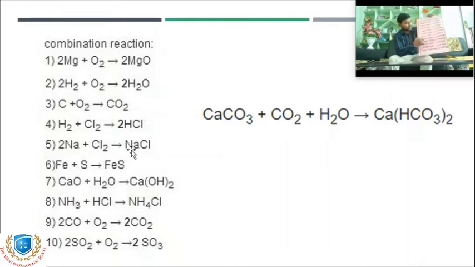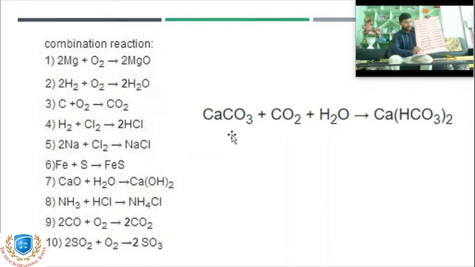In the same way, calcium oxide combines with water to form calcium hydroxide. What do we call this? Liquid lime, calcium hydroxide. Ammonia gas combines with hydrogen chloride to form NH4Cl, ammonium chloride solid. Carbon monoxide combines with oxygen to form carbon dioxide. Sulfur dioxide combines with oxygen gas to form sulfur trioxide gas.